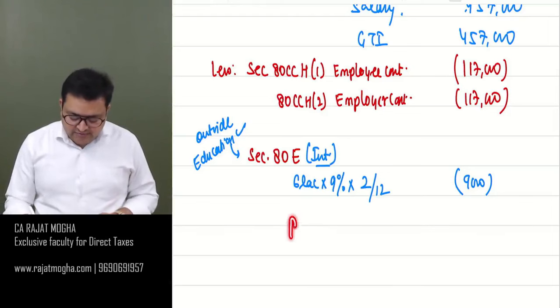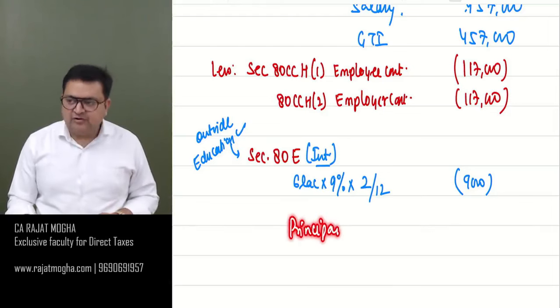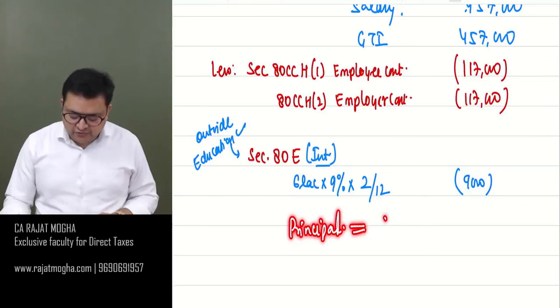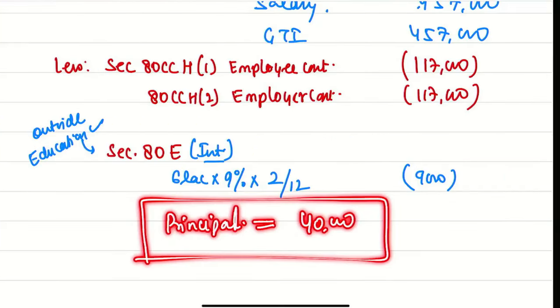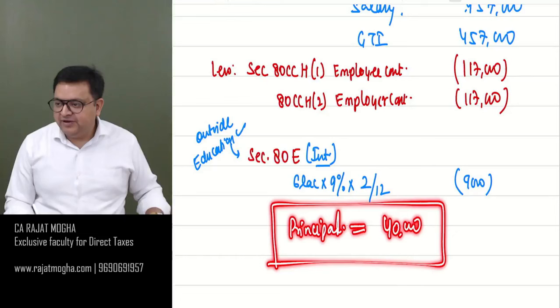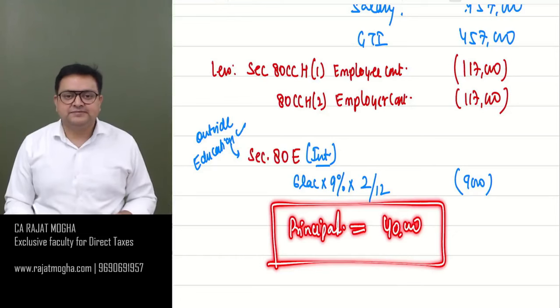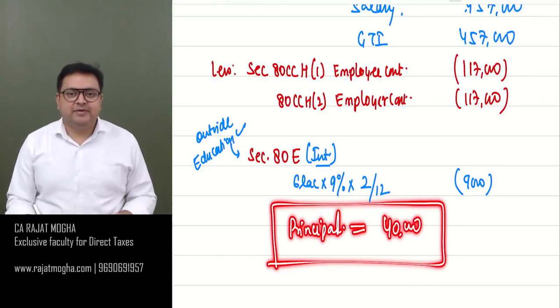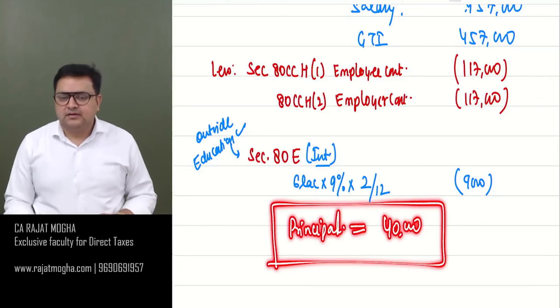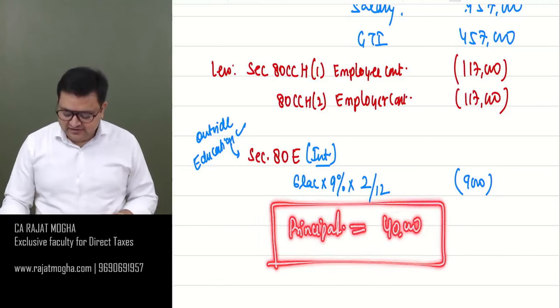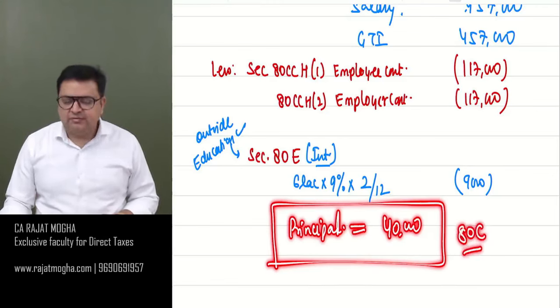Can you tell me the principal repayment we have paid? If the question would have been given that we have also paid 40,000 rupees as the principal repayment, where will you get the deduction? Anybody? For this loan, if you have made 40,000 for the principal repayment, where will we get this deduction? Any idea? Principal repayment. Guys, is it somewhere written in 80C? Do you remember if anything is written in 80C for principal repayment?